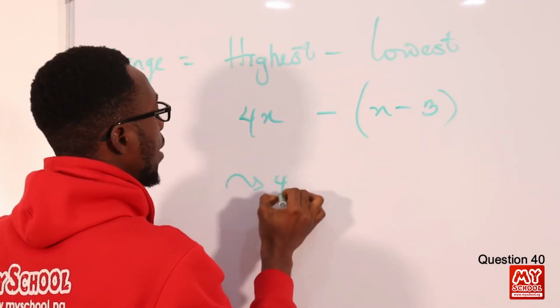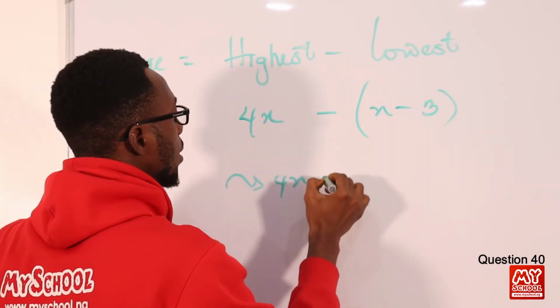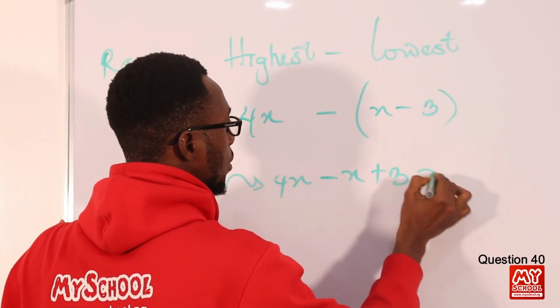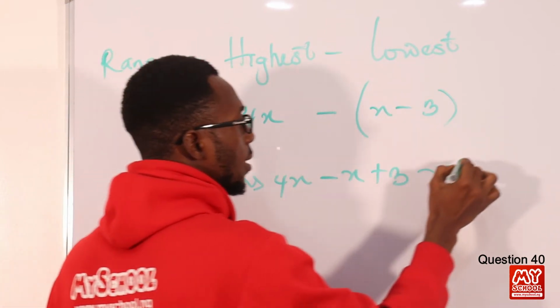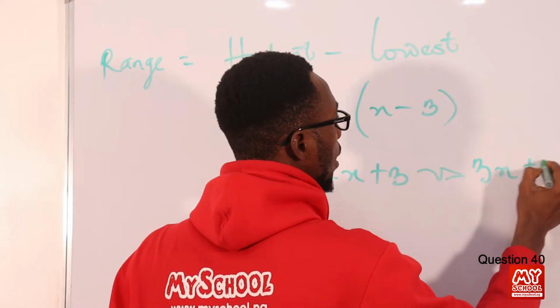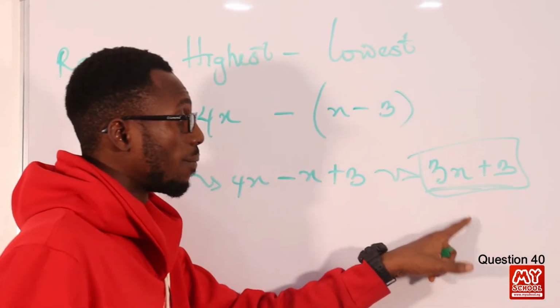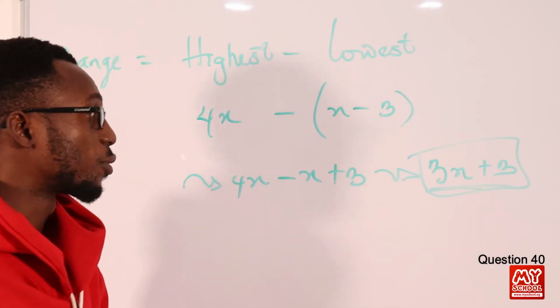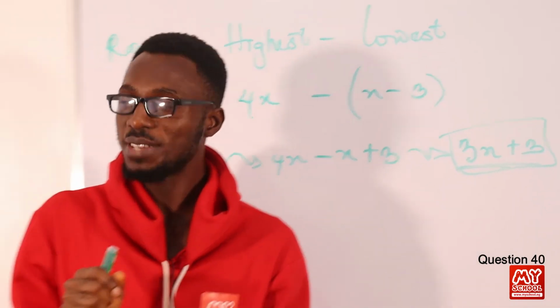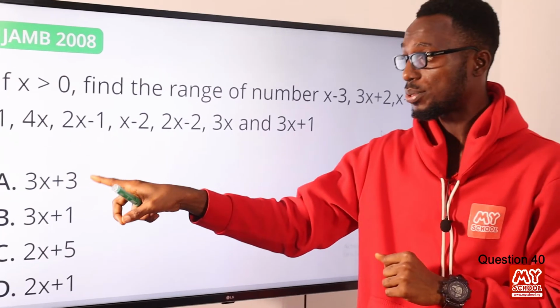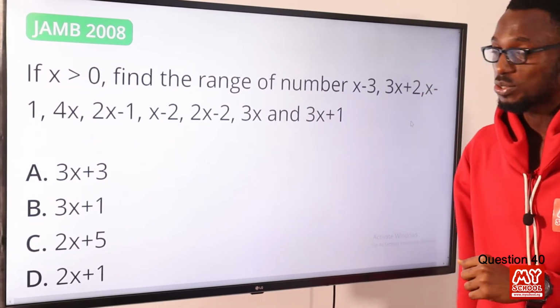Okay, so I have 4x minus times plus, I have minus x, minus times minus, I have plus. So 4x minus x, I have 3x plus 3. So I think based on the condition, this should be the better value to go for. So 3x plus 3, let's go back to the screen. 3x plus 3. So we have that package there, option A. So option A is good to go.